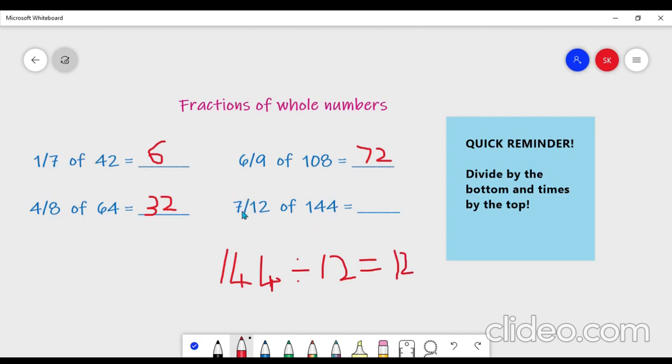Then we times by the top number, which in this case is 7. So last example, 12 times 7 is 84. So our final answer is 84.